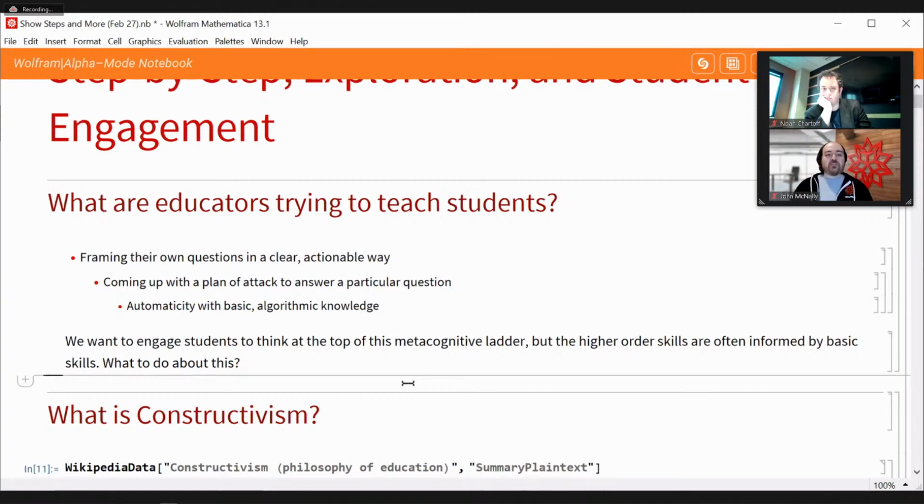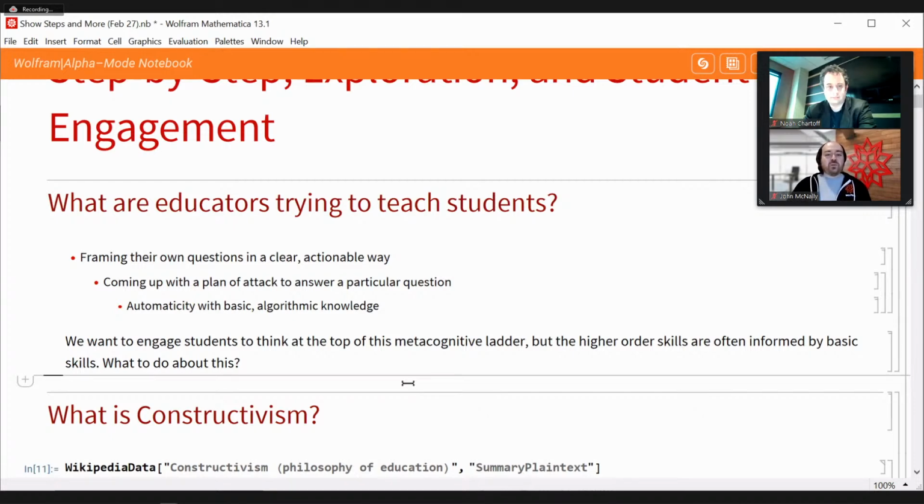As part of framing your own questions in a clear, actionable way, it's also important to have the skill of coming up with a plan of attack to answer particular questions. Yep. And then based off of this, what's my plan of attack to answer a particular question, we want automaticity, which basically just means that you've practiced something to the point that you no longer have to be concerned with the details. It's just an automatic part of a larger process. You want automaticity with basic algorithmic knowledge, right?